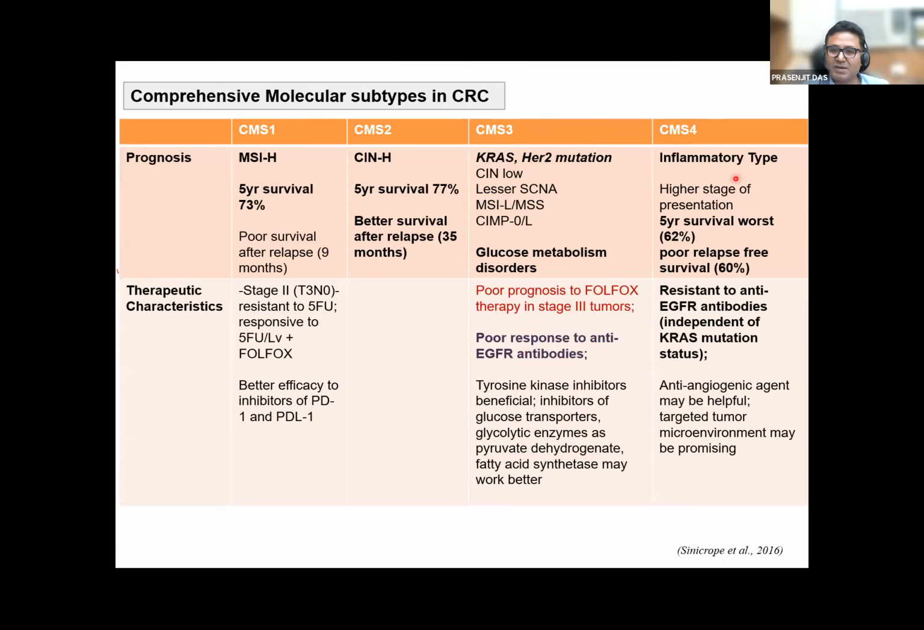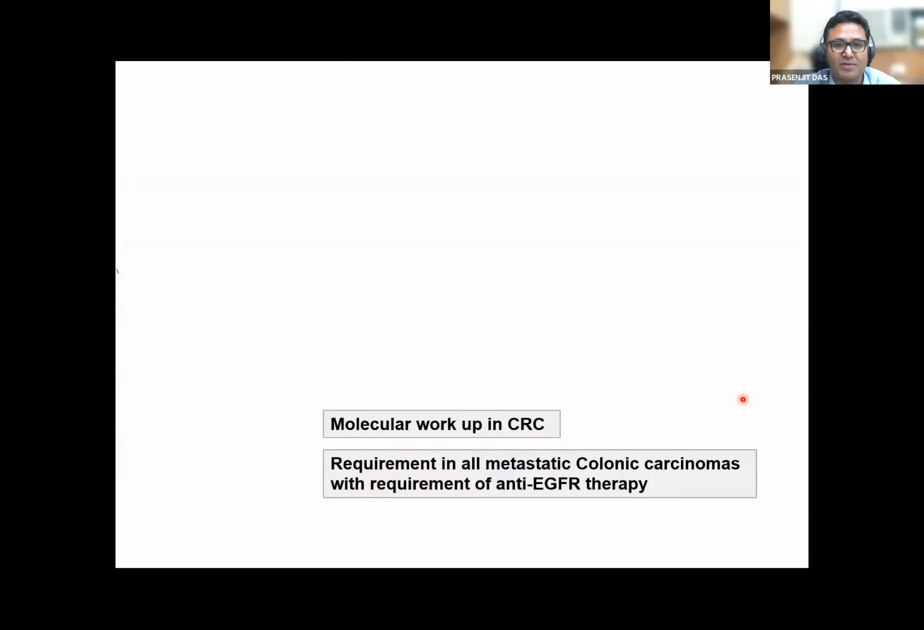Now, CMS type 4 is the inflammatory phenotype. We also have high mutation burden in this, and irrespective of the RAS gene mutation, this phenotype is completely resistant to EGFR treatment. That's why nowadays it is very important to do molecular analysis to classify and categorize them, and in this, anti-angiogenic factors can help as an alternative therapy. As I have already told, the molecular workup is required in all metastatic colorectal carcinomas and where you are considering anti-EGFR therapy.